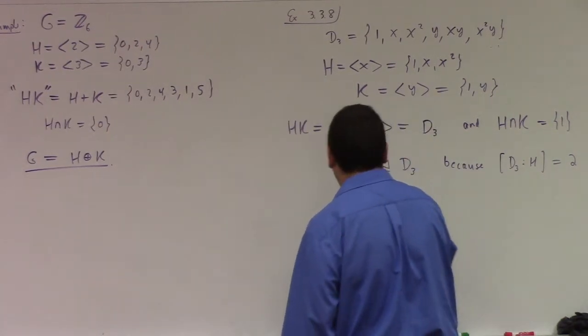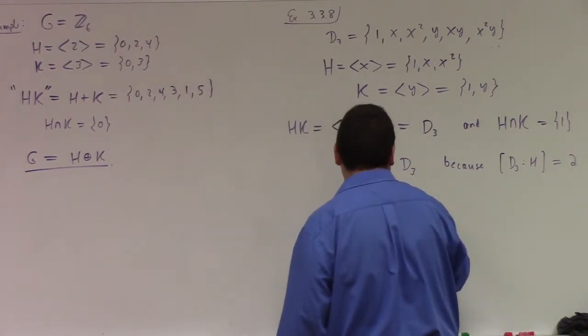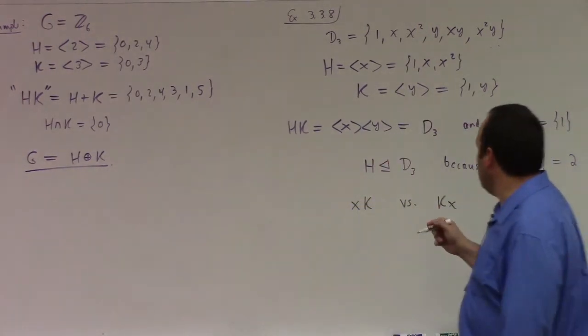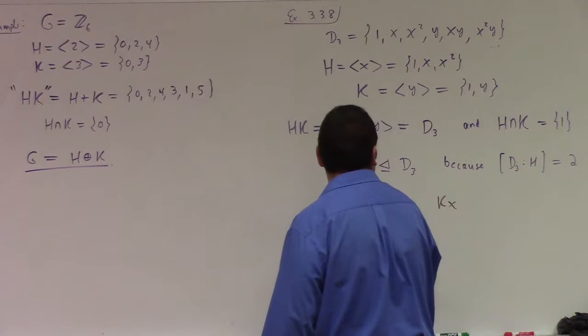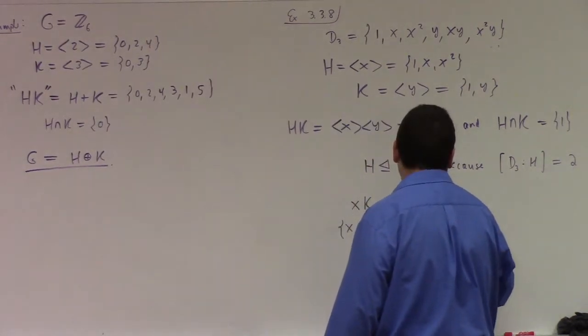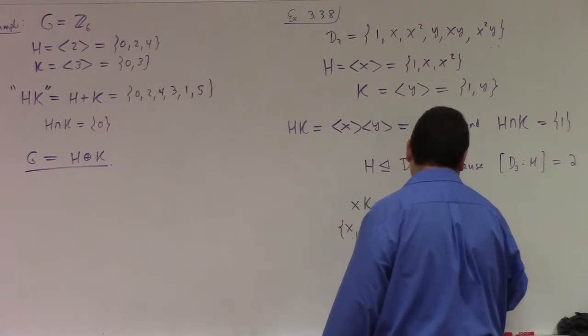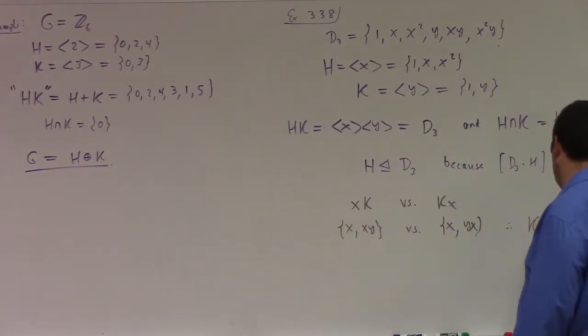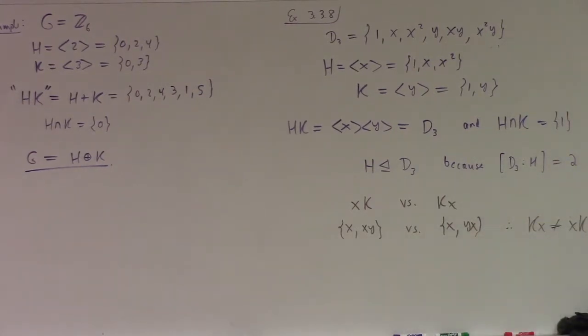On the other hand, if we look at xk versus kx, what do we get? xk has got in it x and xy, and kx has got in it x and yx. So kx is not equal to xk. So k is not a normal subgroup. All right?